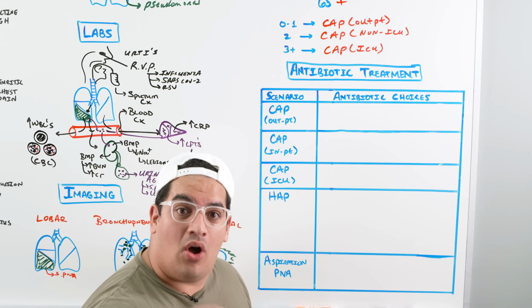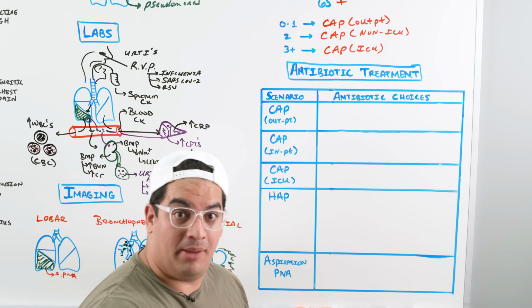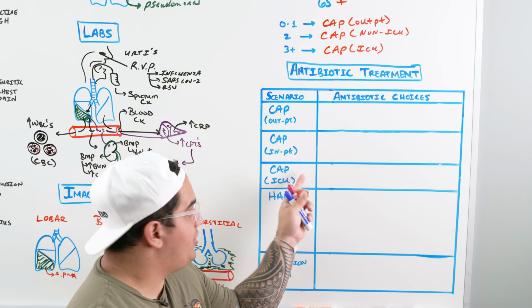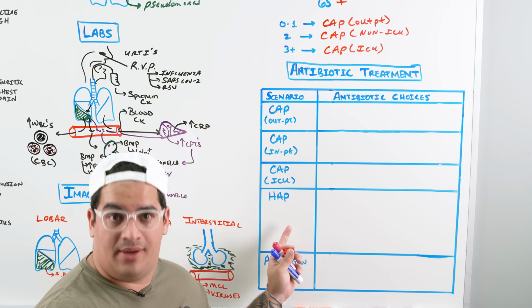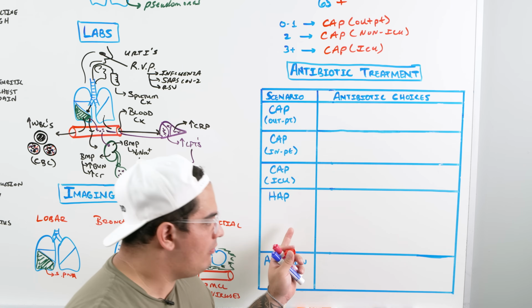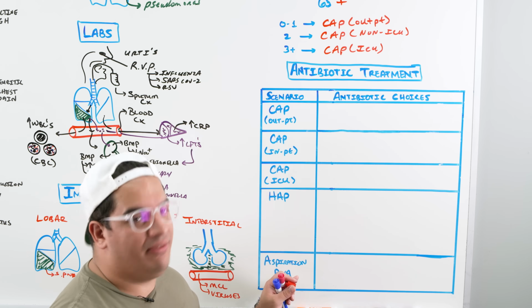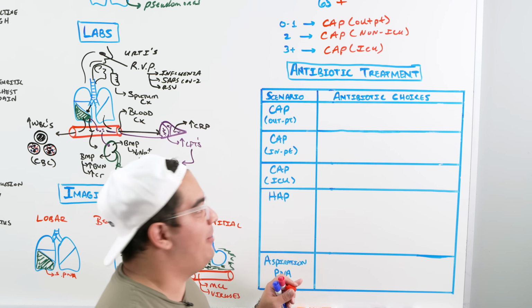All right, so when we talk about these patients, we now can group them into the CAP outpatient, CAP inpatient, CAP ICU, and then we'll talk about the HAPs, right, greater than 2 days in the hospital. And then we'll briefly talk about aspiration pneumonia. We won't spend a lot of time on it.